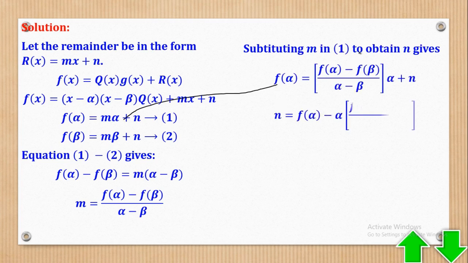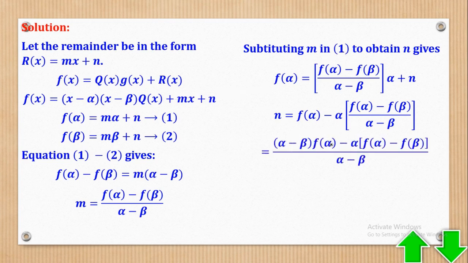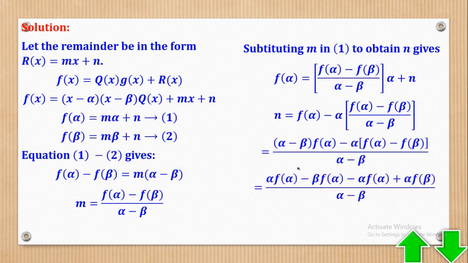So when I make n the subject, I'll take this one this side to come up with this. And when I get the LCM, I'll come up with that expression. Then when I open brackets for the numerator, I'll come up with that. Then next I'll collect like terms to come up with that, because alpha f(alpha) and minus alpha f(alpha) cancel. So I remain with this positive minus this.